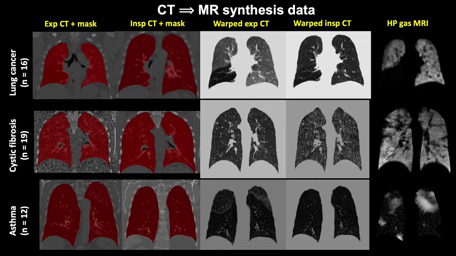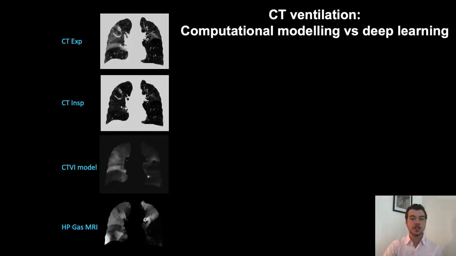The dataset comprised paired inspiratory and expiratory CT and hyperpolarized helium-3 gas MRI for 47 patients with either lung cancer, cystic fibrosis, or asthma. Inspiratory and expiratory CT scans were aligned using deformable image registration and subsequently registered to the spatial domain of helium-3 MRI. CT-based surrogate ventilation images were computed from the aligned inspiratory and expiratory CT images using the Hounsfield unit change, or CTHU model-based metric. Here we can see the aligned images for a single case.